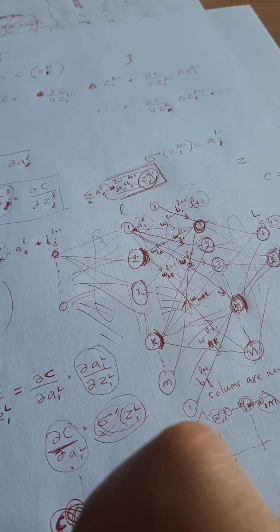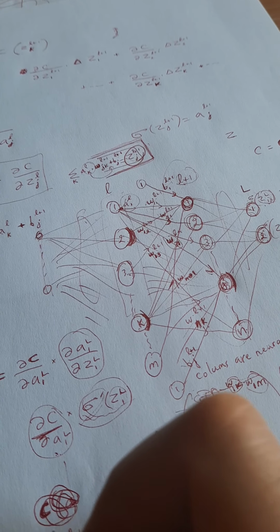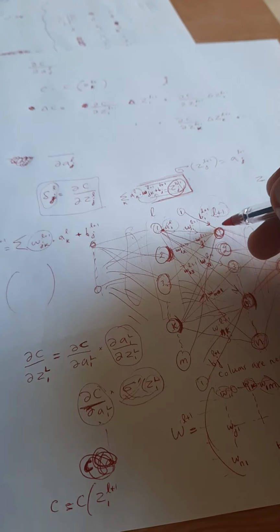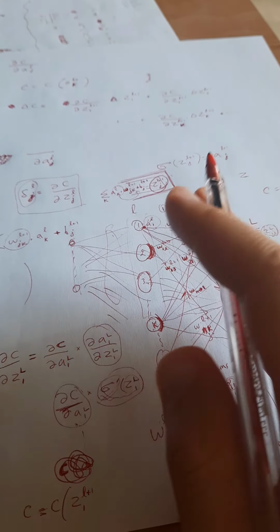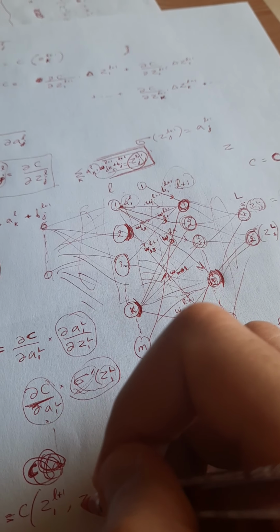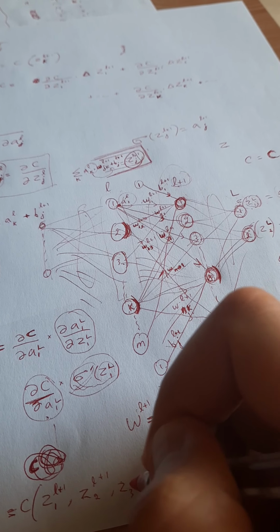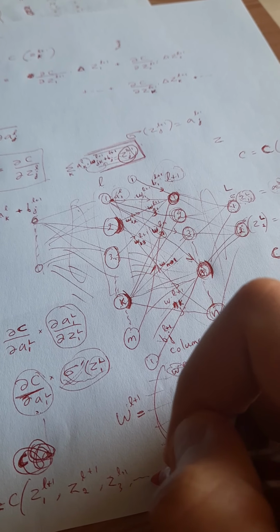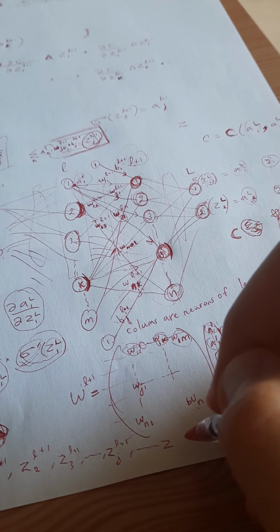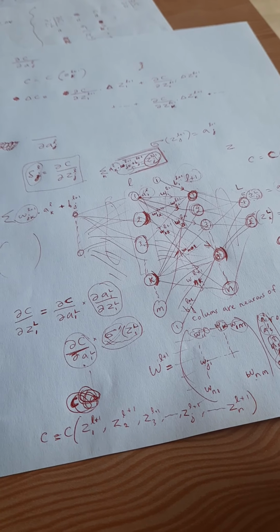The cost function is a function of z1 L plus 1, like the first neuron here, the output, almost the output, without applying the sigmoid function. And it's a function of z2 L plus 1 and z3 L plus 1 and zj L plus 1 and zn L plus 1. This is fair enough.